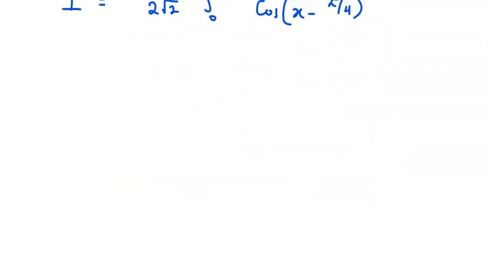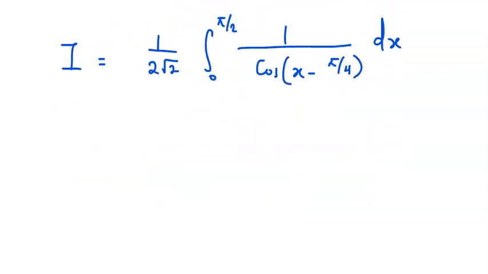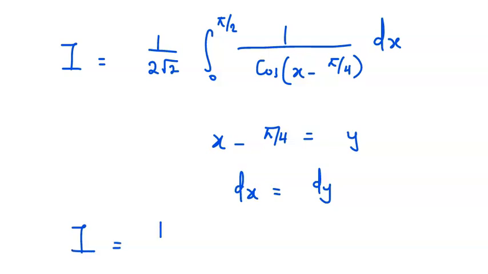So let us make a substitution here, and you know what I mean. We're going to let x minus pi by 4 equal y. Differentiate both sides, we get dx is equal to dy. So our I is going to be equal to 1 over 2 root 2 multiplied by the integral. So let's check the limits of integration.